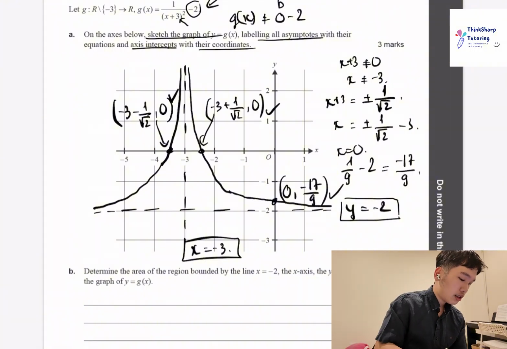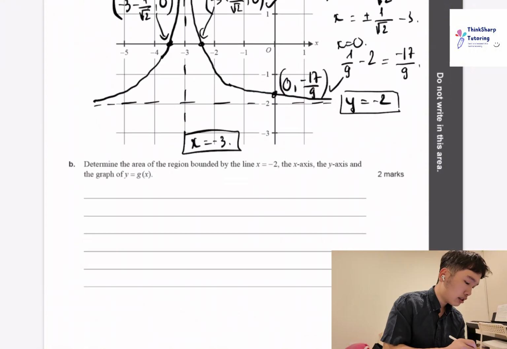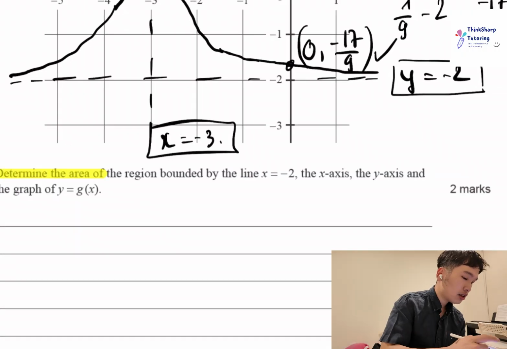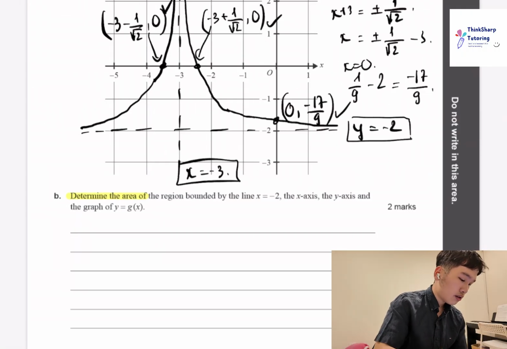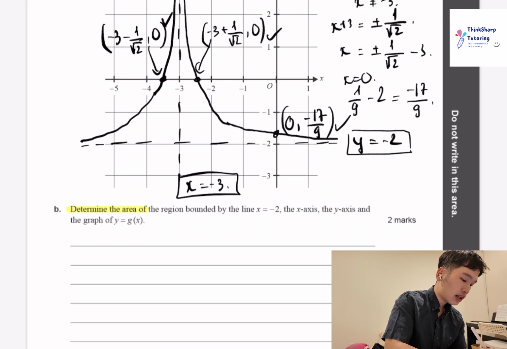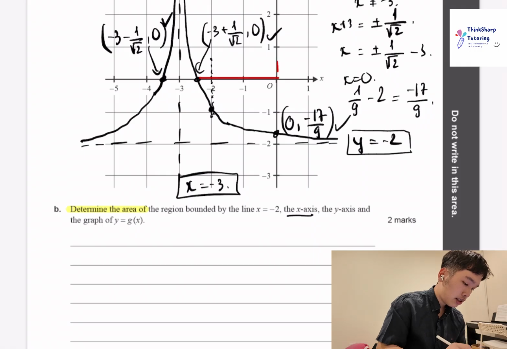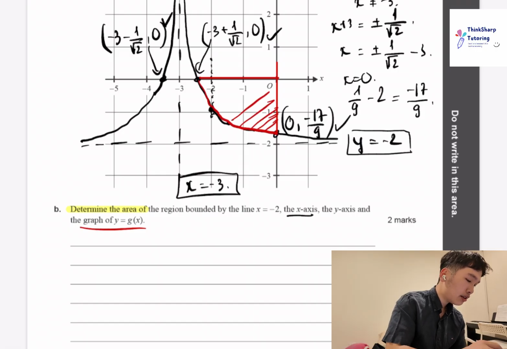Right? For question B, determine the area. So the area, you immediately think of integration, right? So the area bounded by x equals negative 2. So we have to have a vertical line at x equals negative 2. So it may be cutting the graph at that point. And we have the x-axis, which is this one. And we'll have the y-axis, which is that one. And the graph, so the graph is this one. So the area should be that red shaded area.